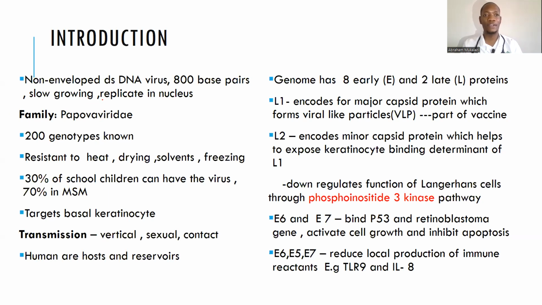So the human papillomavirus is a double-stranded DNA virus, and this virus has about 8,000 base pairs. Usually viruses in this category are characterized by slow growth. They replicate in the nucleus, and this virus can show latency, so they can be in your body upon infection until when you die. They belong to a family called Papillomaviridae, and in this family we know of about 200 different genotypes, generated depending on the similarity of the viruses in their genome.